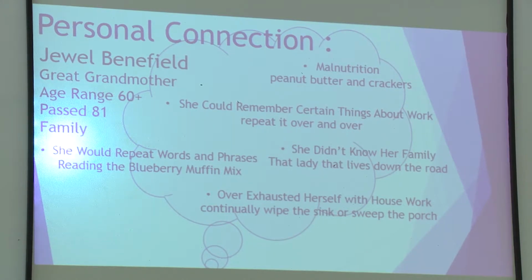She didn't know who her family was. If I were to walk in, she would say hey and act like she knew me, but if someone were to ask her, who's that sitting right next to you, she'd just say, that lady from down the road, or that good old boy we all know.